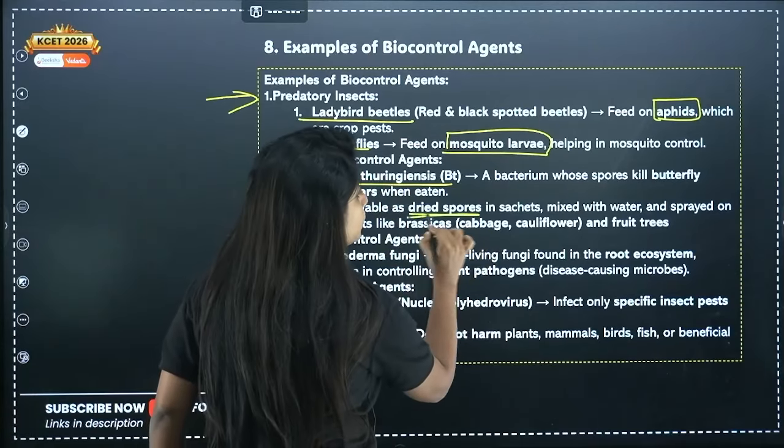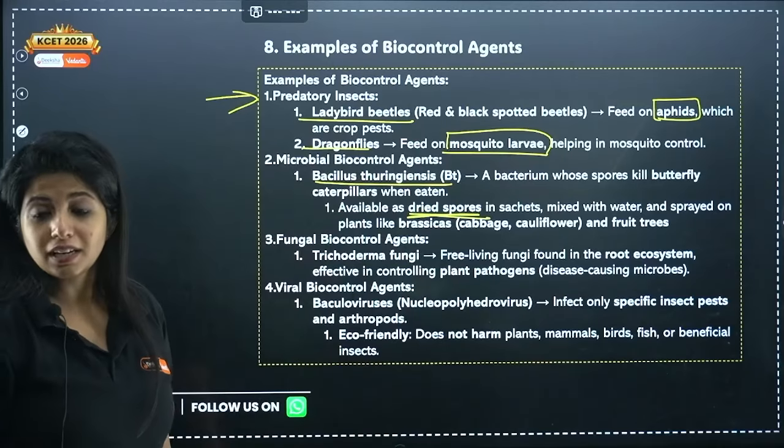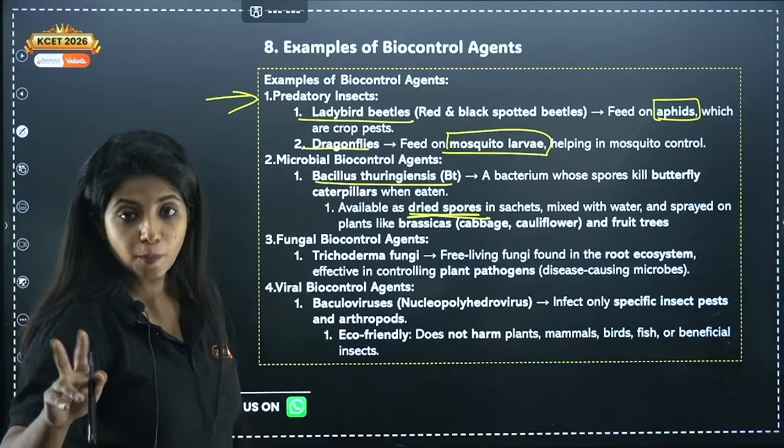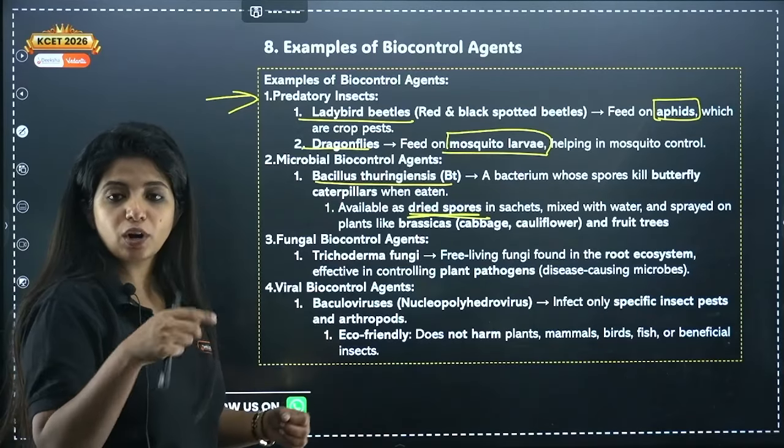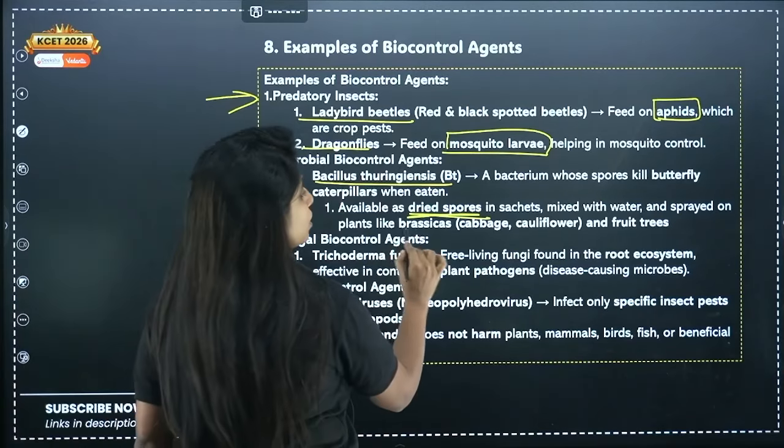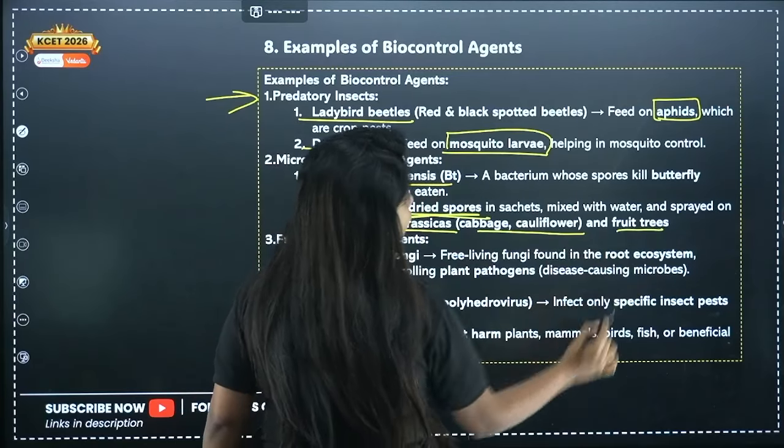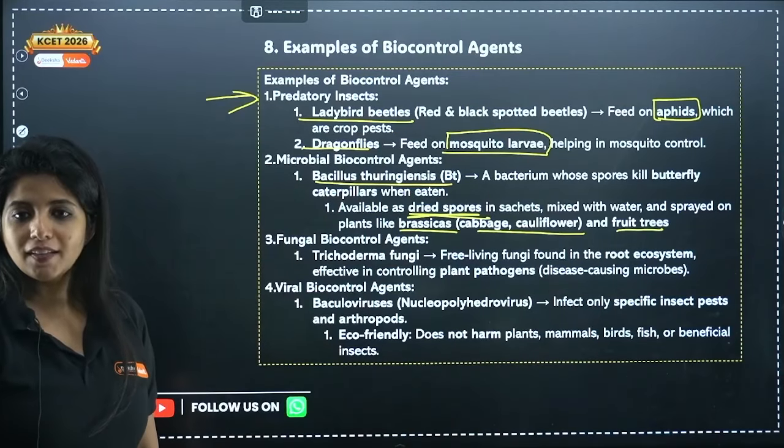It is available as dried spores. Now this is a usual question that is being seen nowadays. It is available not as fresh spores but as dried spores, mixed with water and sprayed on plants such as brassicas, cabbage, cauliflower and the fruit trees.